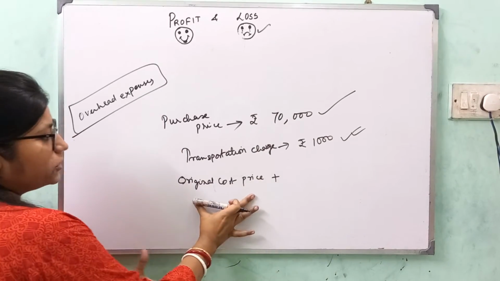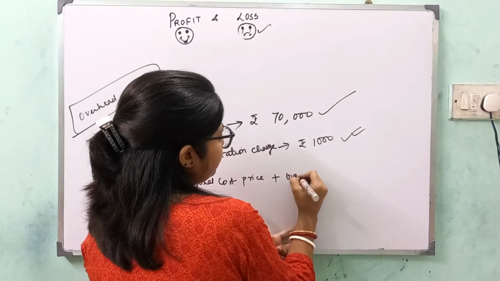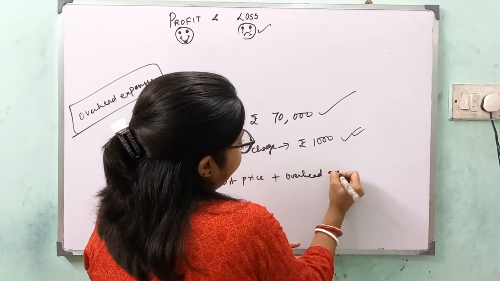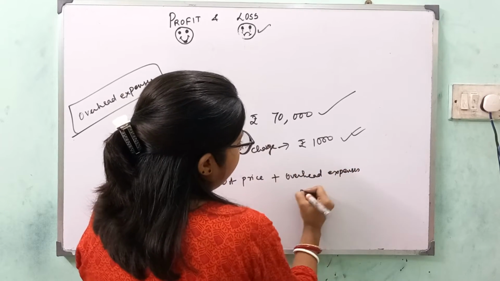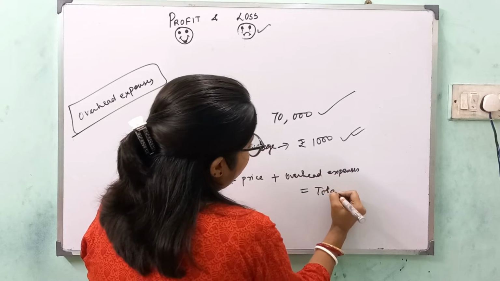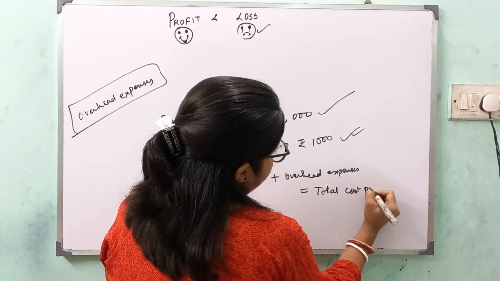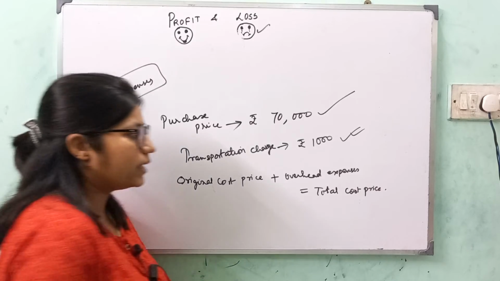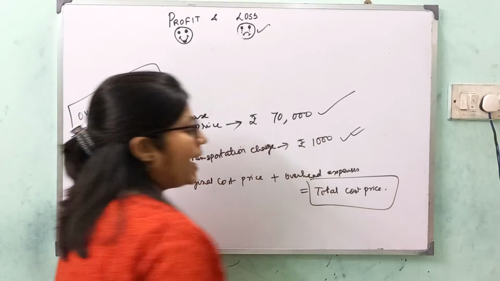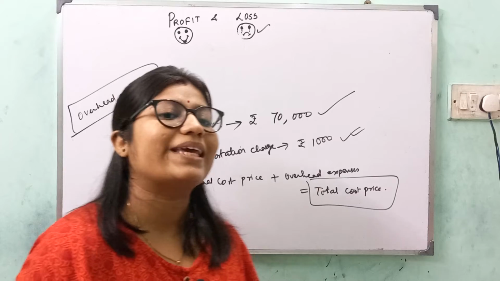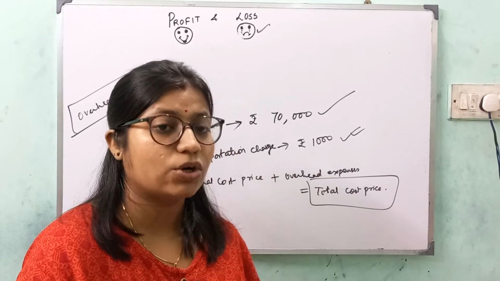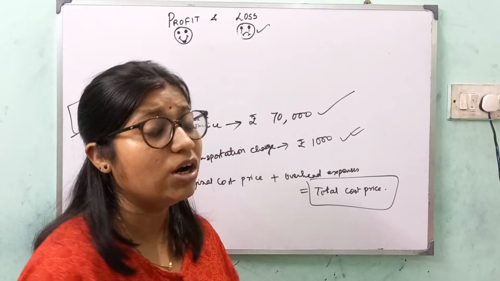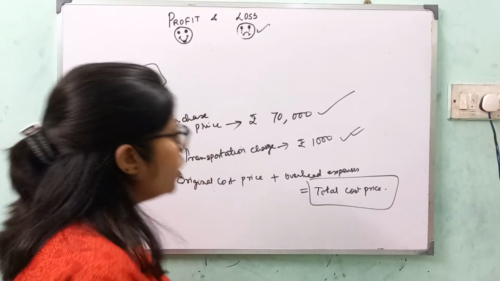So the original cost price plus the overhead expenses give you the total cost price. Whenever you are selling an item, you will check the total cost price and the selling price, and then you will calculate the profit or loss that you are having on your transaction. Alright, so what is it?